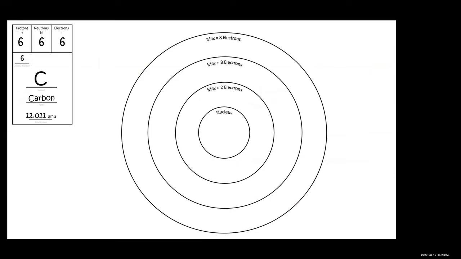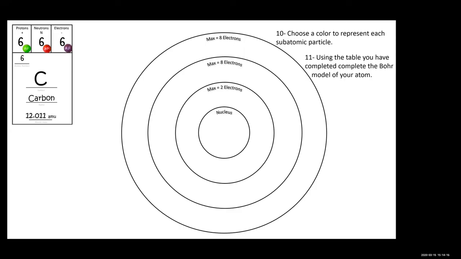So you need to go ahead and have a look at this big sheet. By now you should have that little table filled in. And you're going to need to choose a color to represent each subatomic particle. So I've chosen green for my protons, red for my neutrons, and purple for my electrons. And I have Skittles on hand, so that's what I'm going to use. Now we're going to use the table you have completed to complete your Bohr model of your atom.